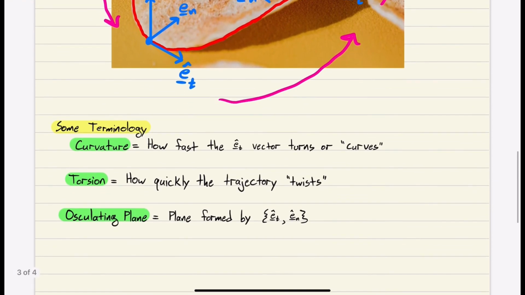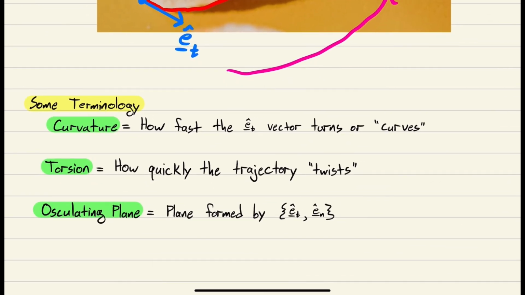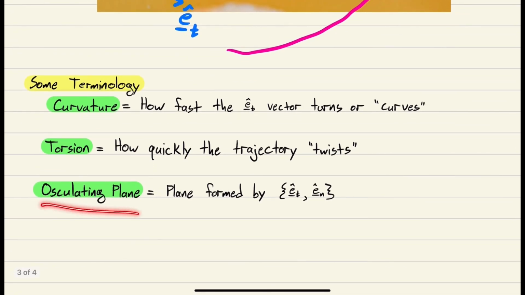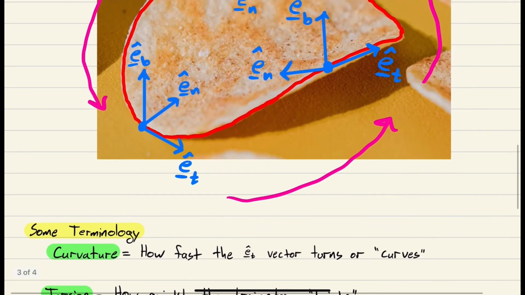So just some terminology. This is the last thing in the video. Some terminology you might come across. Curvature, that just means how fast the E sub t vector turns or curves. There's a term called torsion, and that's how quickly the trajectory twists, how quickly our basis is twisting. And then there's this term osculating plane, and that's just the plane formed by E_t and E_n.